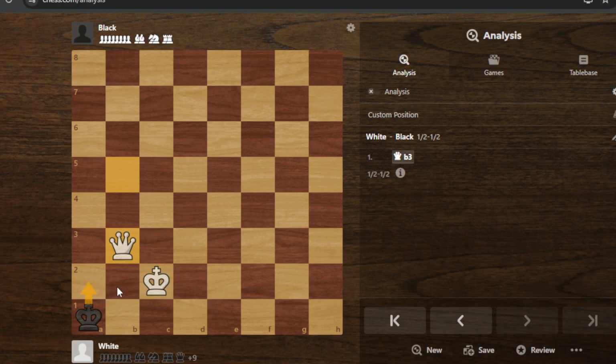A2, B2 and B1. So let's see. Black cannot go to A2 because of the queen. Black cannot go to B2 because of the queen and the king. Black cannot go to B1 because of the queen and the king. And it's black's move, so black has to move, and black cannot move, so it will be a draw. Draw by stalemate. Let me show you another example.